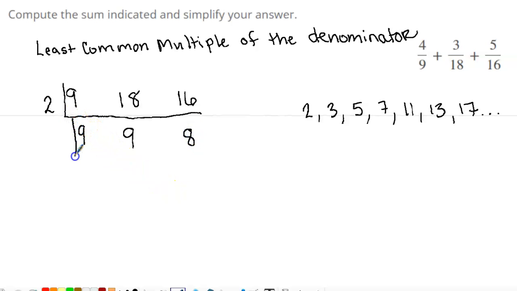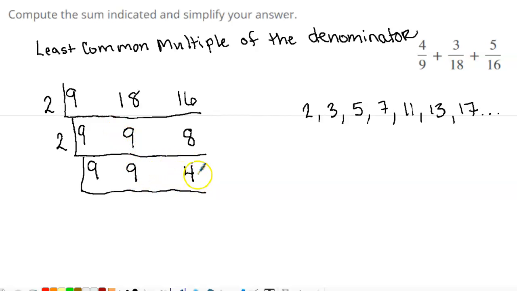Draw a new upside down divide symbol. And I ask myself, will 2 work again? 2 does not divide into 9, but since it will still divide into 8, I'm going to keep using it. It doesn't divide into the 9, so I bring those 9s down. 8 divided by 2 is 4. I keep using my 2 until it won't work anymore. 4 is an even number, so 2 will divide into it. I just bring those 9s down because 2 will not divide into those. 4 divided by 2 is 2.